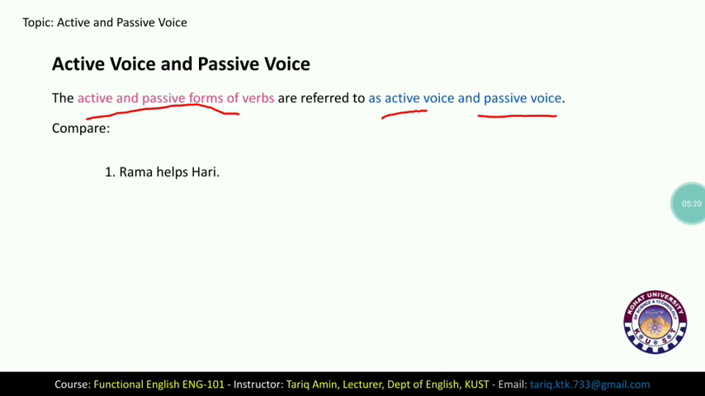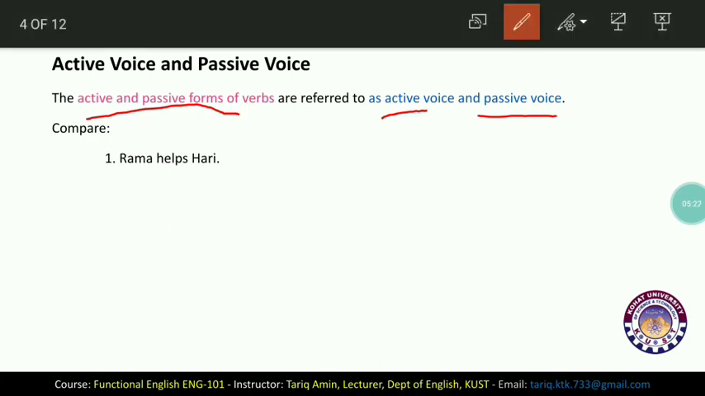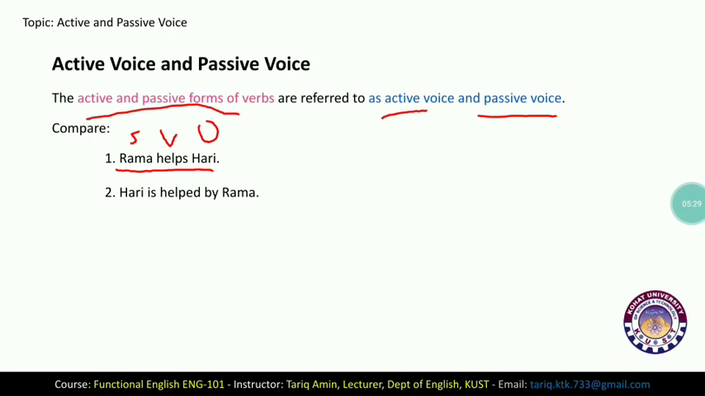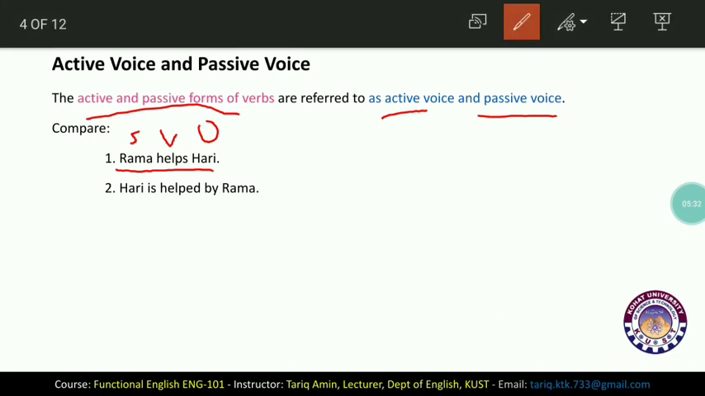Compare: Rama helps Hari. Rama is the subject, helps is the verb, and Hari is the object. Let's write another example: Hari is helped by Rama. In this example, Hari is the subject, helped is the verb, and Rama is the object.